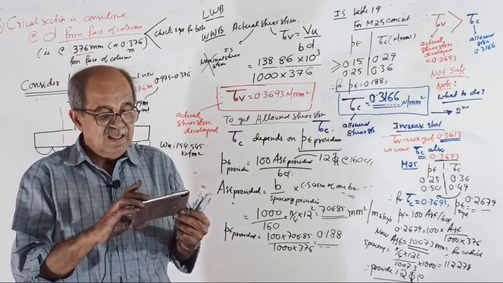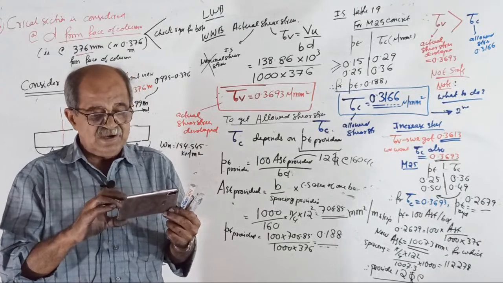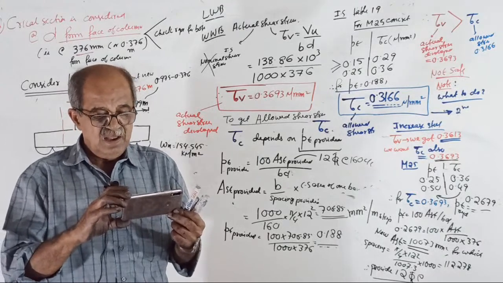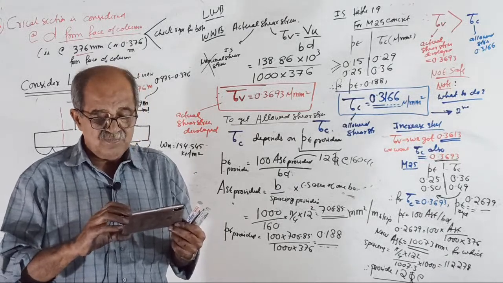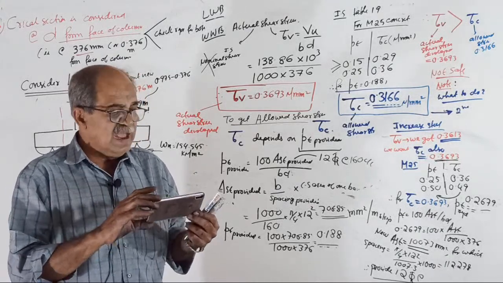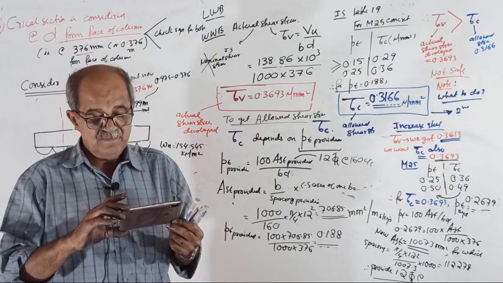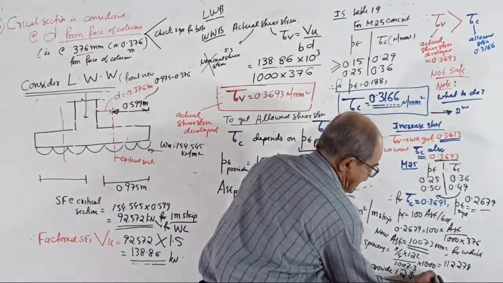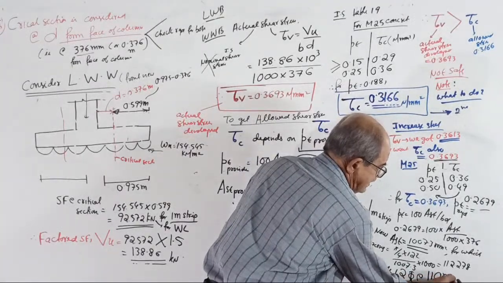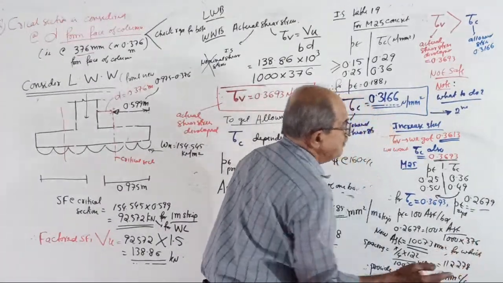Therefore provide 12 tor at, tell the spacing. 112 came, tell the spacing, round off. 112 came, round off, reduce it a little. 110 center to center, 12 tor at 110 millimeter center to center means slightly more steel.